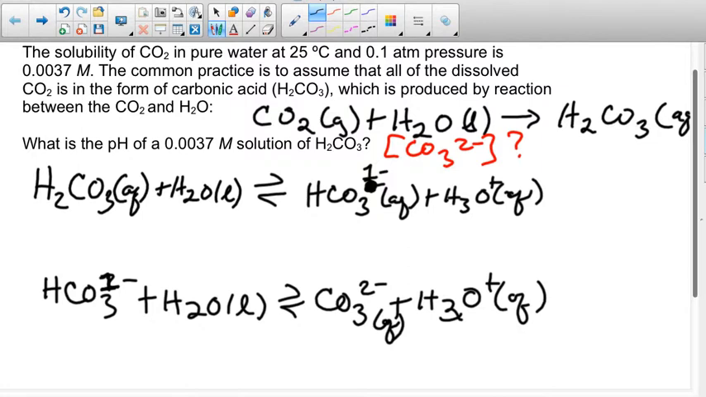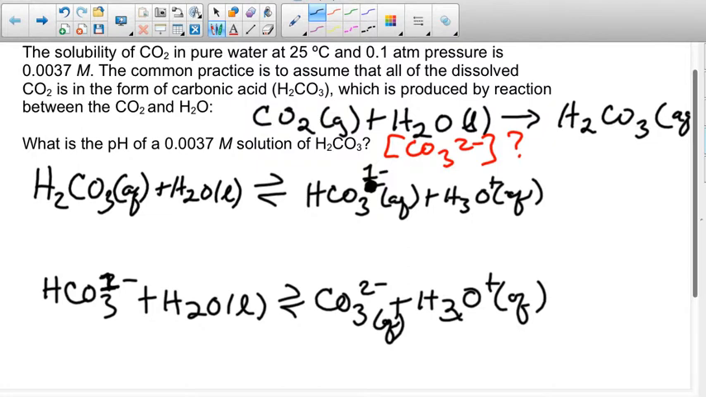Good. If the difference between the Ka1 and the Ka2 is greater than 10 to the third, your pH is really due just to that first ionization process. Meaning the second equilibrium is going to lie so far to the left that it isn't going to produce enough hydronium to affect the pH to any great degree. Sure. Well, it's just a rule of thumb.